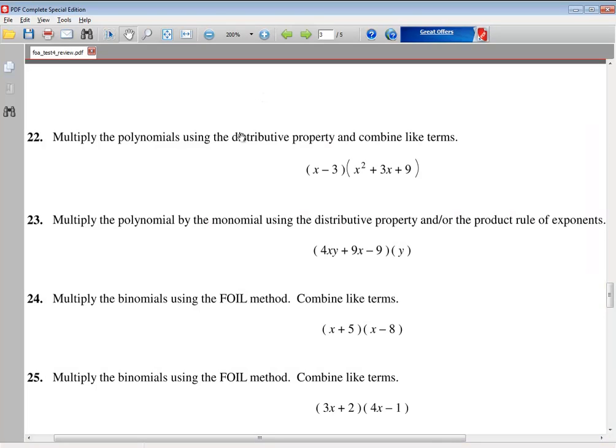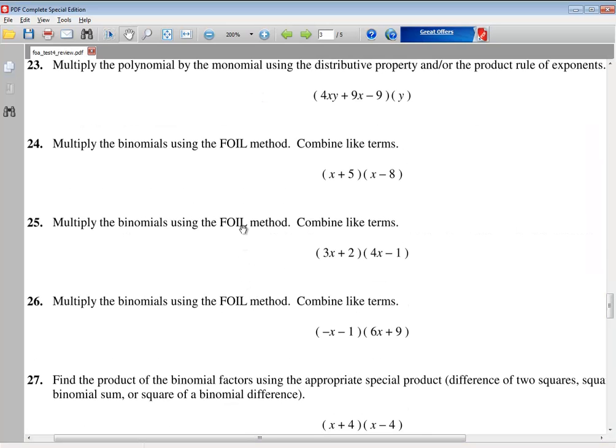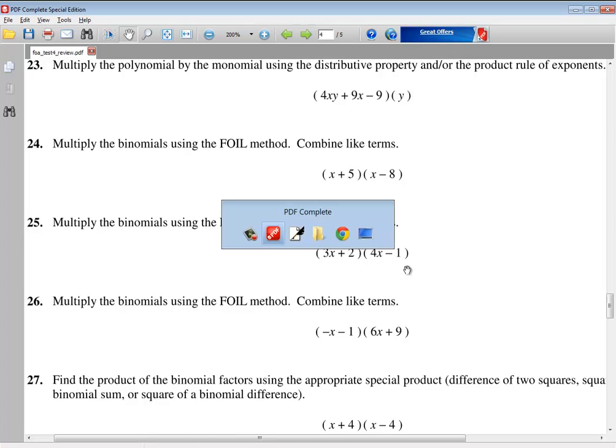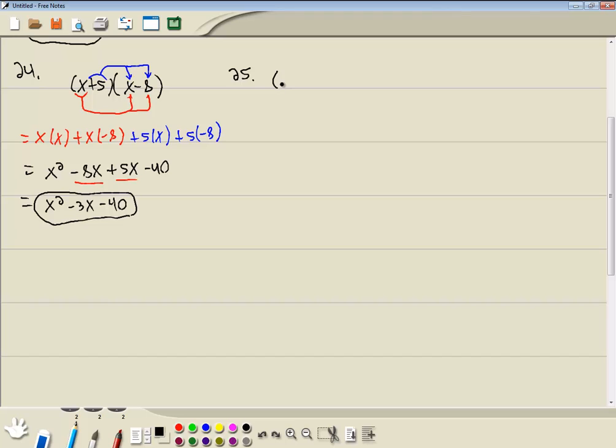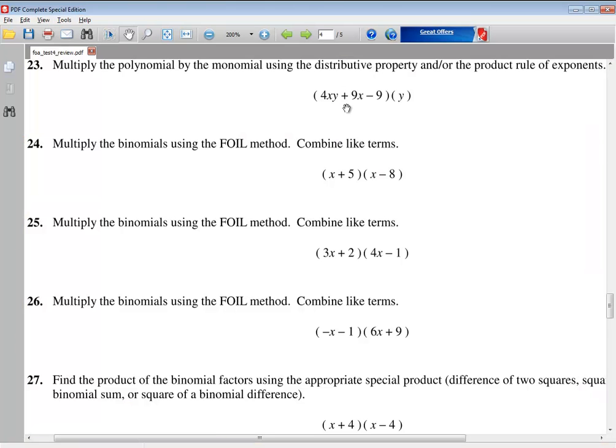Okay, 25. We got 3x plus 2 times 4x minus 1.